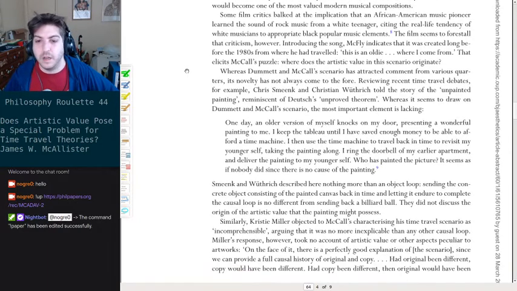Okay. Whereas Dummett and McCall's scenario has attracted comment from various quarters, its novelty has not always come to the fore.